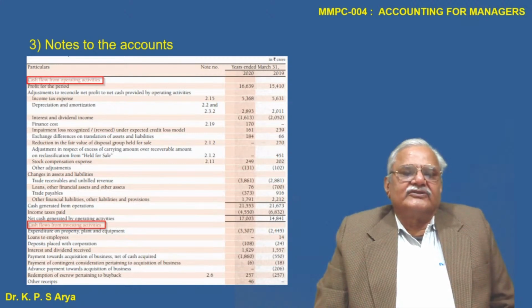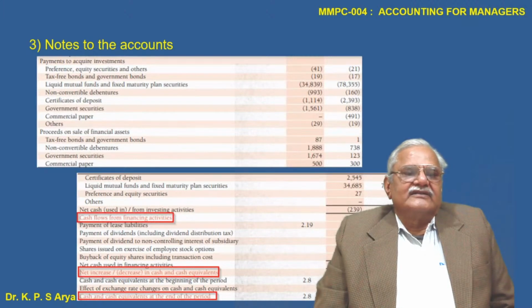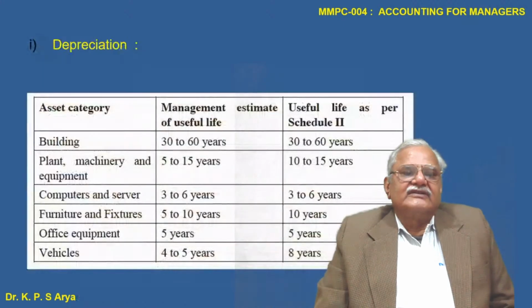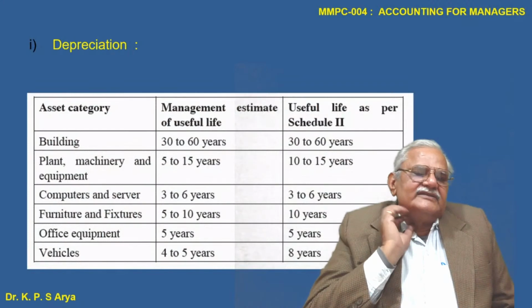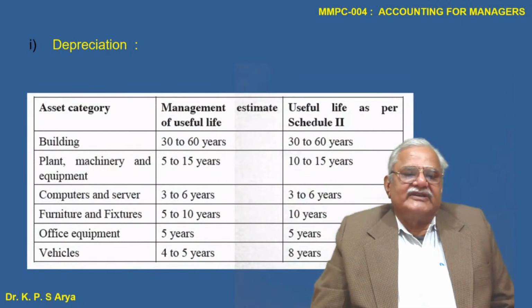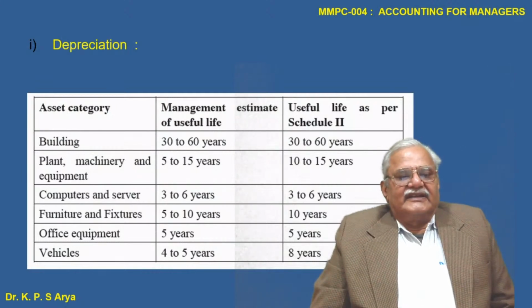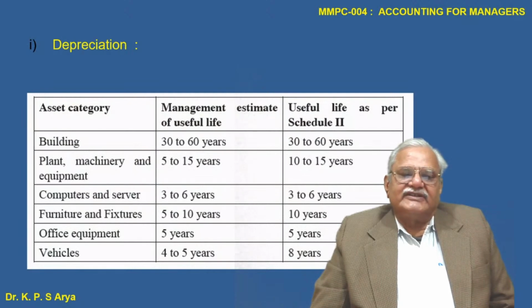Profit for the period 2019 was 15,410 and it increased to 16,639. Income and expenses, then notes to accounts: payment to acquire investments, certificates of deposit. Now depreciation. Manufacturing: management estimate of useful life 30 to 60 years for buildings. Asset category, building: management estimate of useful life 30 to 60 years.